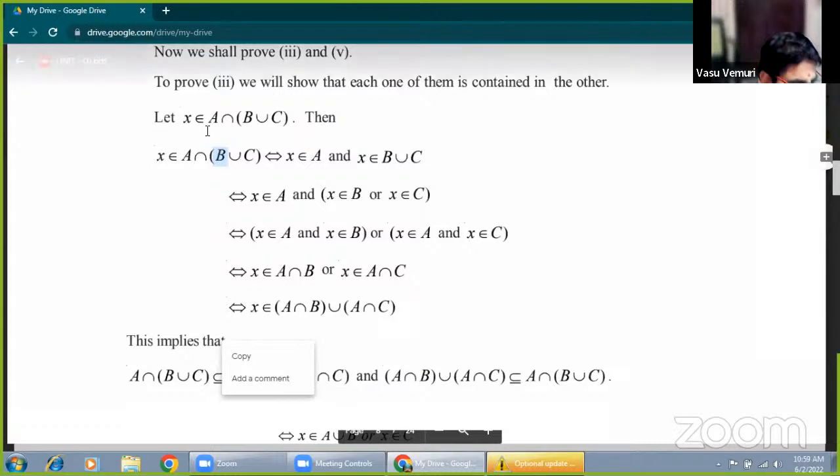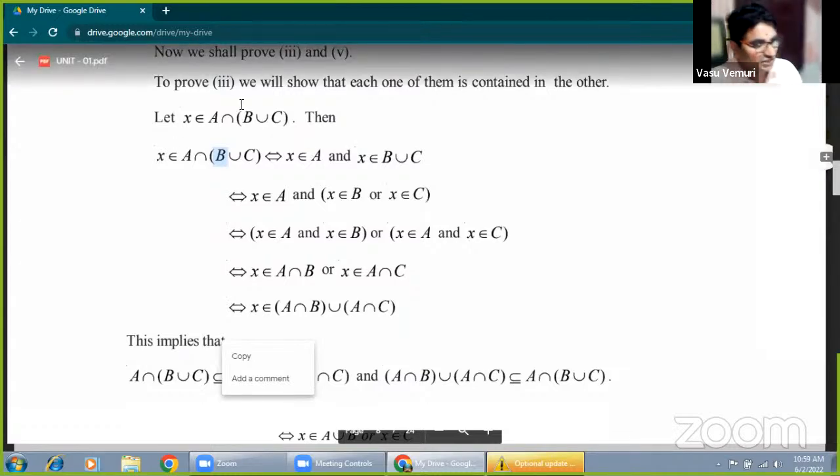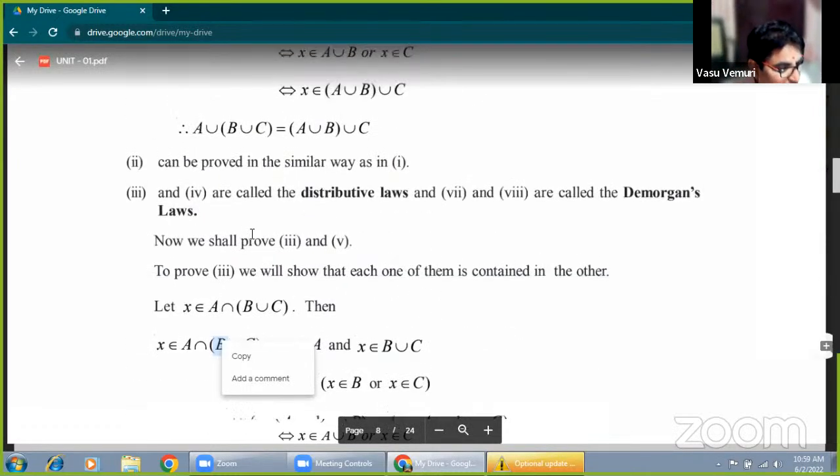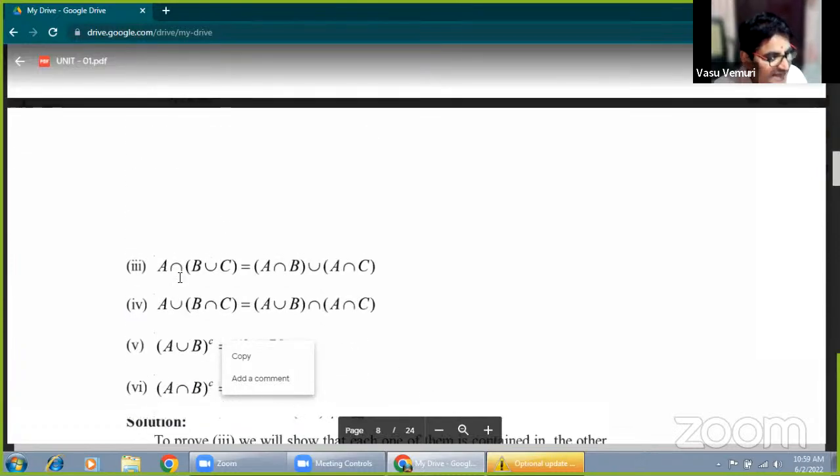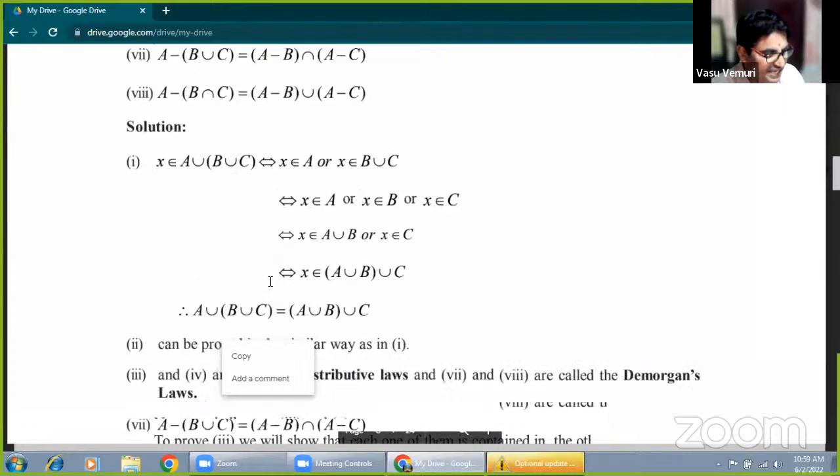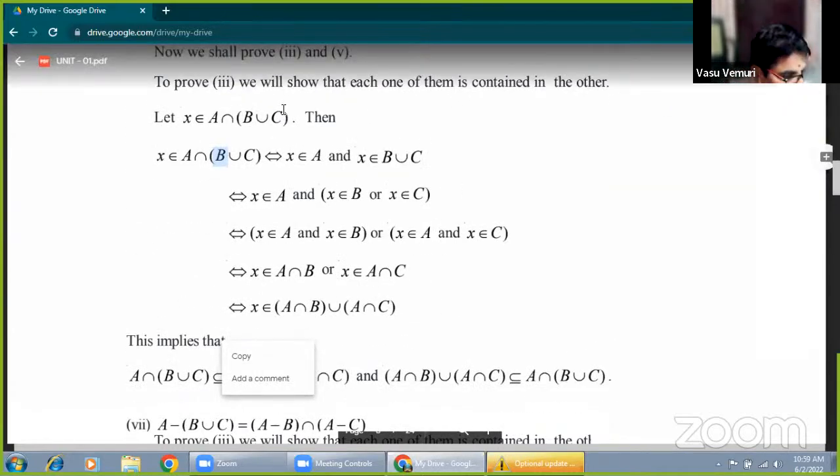Now, especially the third one, how to do the elementary proof? What is the third one? A intersection (B union C) equals (A intersection B) union (A intersection C). Suppose LHS is taken. Here X is one of the elements of A intersection (B union C). Here X belongs to A and X belongs to B union C.